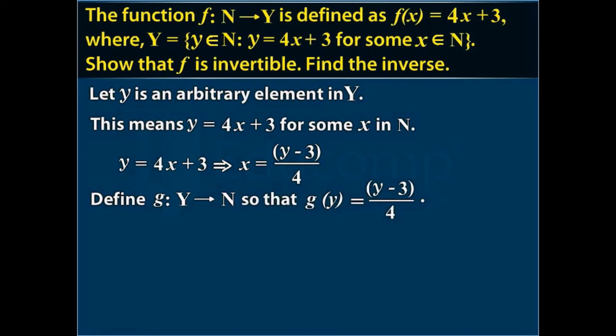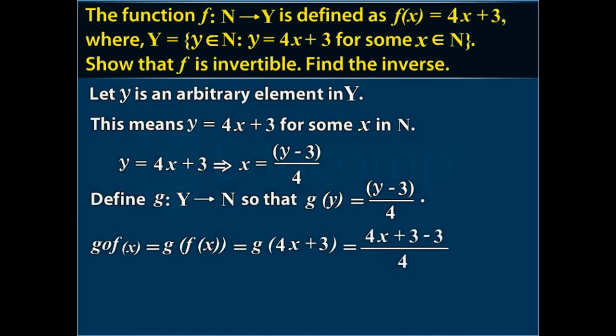Now find the composition of f and g. Substitute 4x plus 3 for f of x. Now substitute 4x plus 3 wherever there is y in g of y. We get x, which equals the identity element on set N.